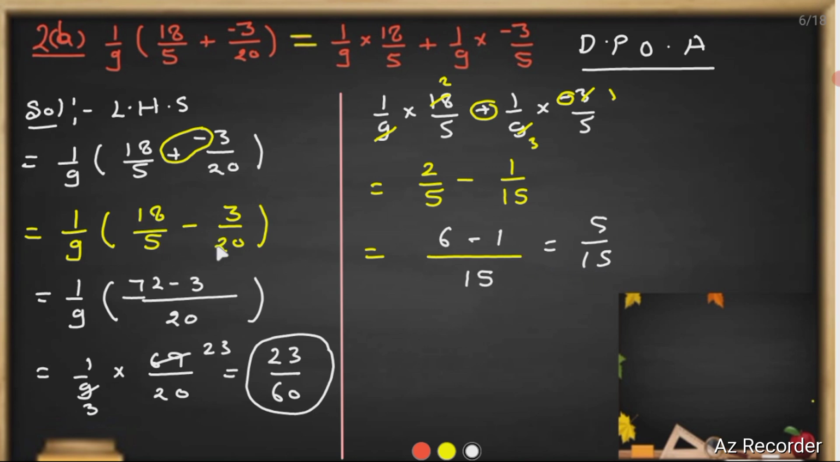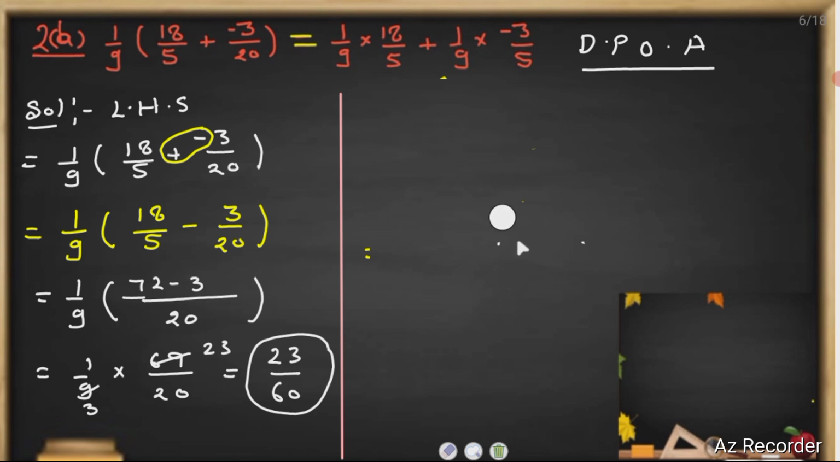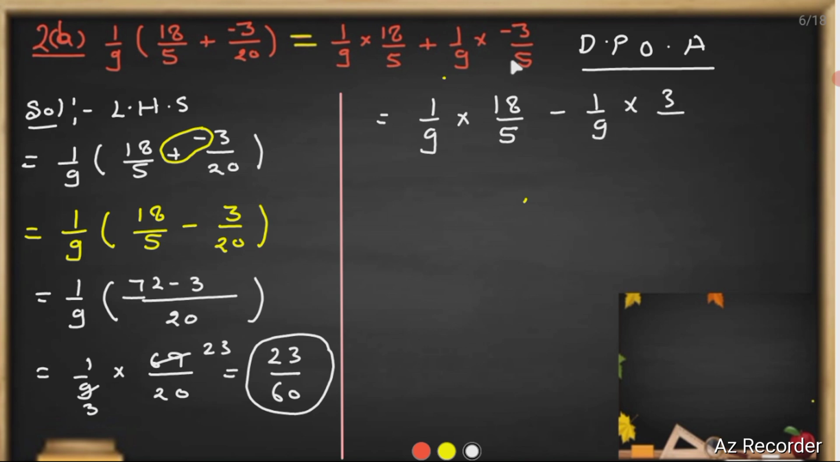Let's check here. 20 is the LCM. 20 is the LCM, 4 times. So 4 times is 72 in this place. This is correct. We made some mistake here. Let's check again what is the mistake we have here. So here we can say that 1 upon 9 multiplied by 18 upon 5 minus 1 upon 9 multiplied by 3 upon 20, that is 20 here. Okay, so this is the mistake in the question writing, so we correct this mistake here.